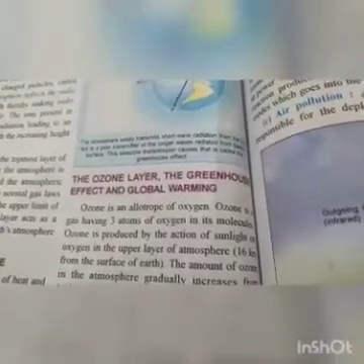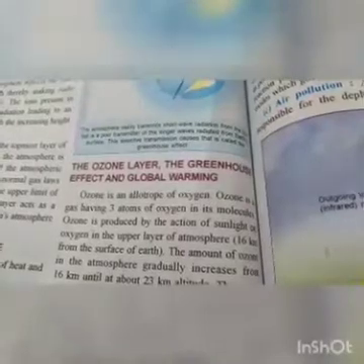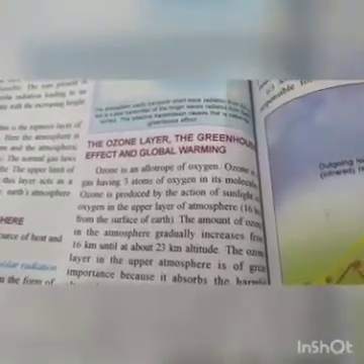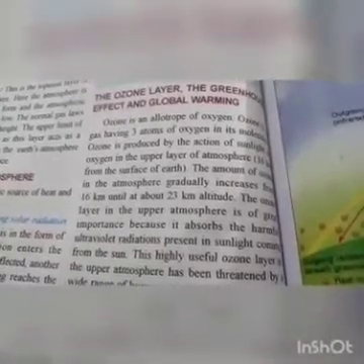Ozone is produced by the action of sunlight on oxygen in the upper layer of the atmosphere, 16 km from the surface of the earth. The amount of ozone in the atmosphere gradually increases from 16 km until about 23 km altitude. Altitude means height. The ozone layer in the upper atmosphere is of great importance. Why? Because it absorbs the harmful UV radiations present in sunlight coming from the sun. We have already discussed this in the previous video: the importance of the ozone layer, O3, is that it absorbs the harmful ultraviolet rays present in the sunlight.